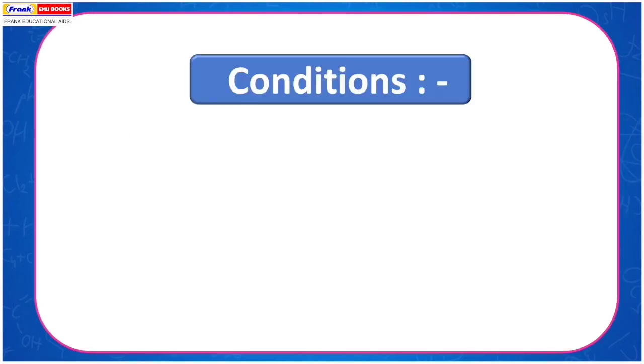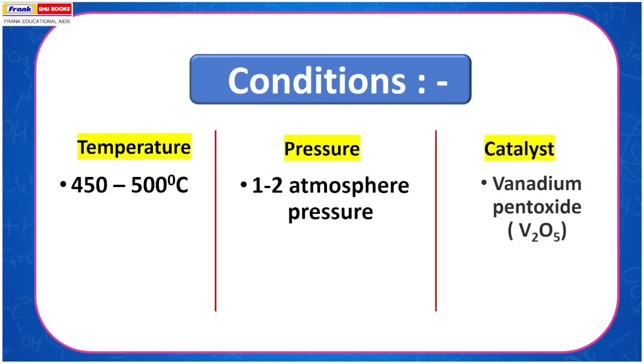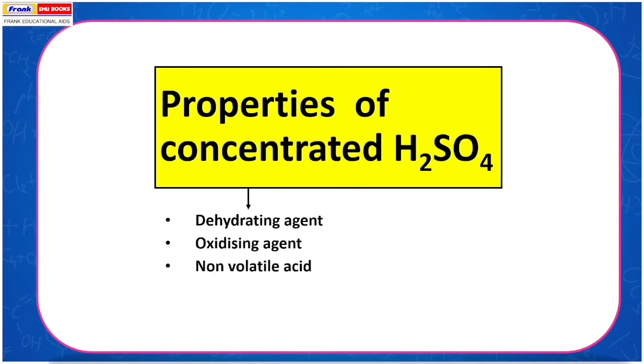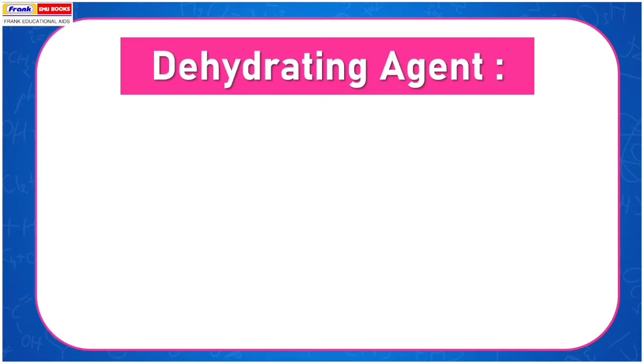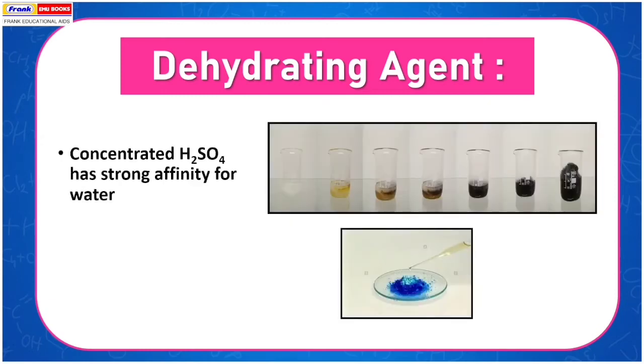Conditions: temperature 450 to 500 degrees C, pressure 1 to 2 atm, catalyst V2O5, vanadium pentaoxide; platinum can also be used. Properties of concentrated H2SO4: dehydrating agent, oxidizing agent, non-volatile acid. Dehydrating agent: concentrated H2SO4 has strong affinity for water.